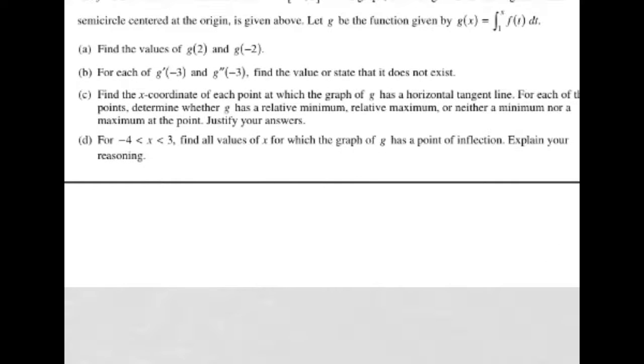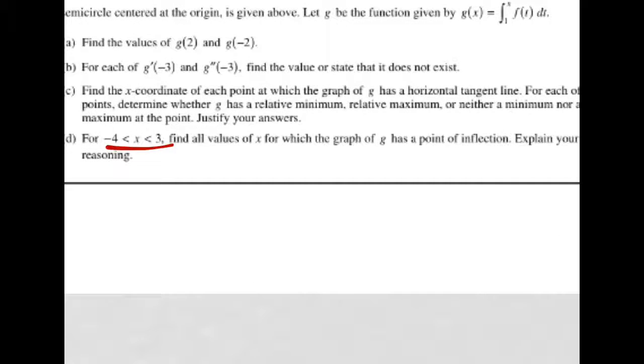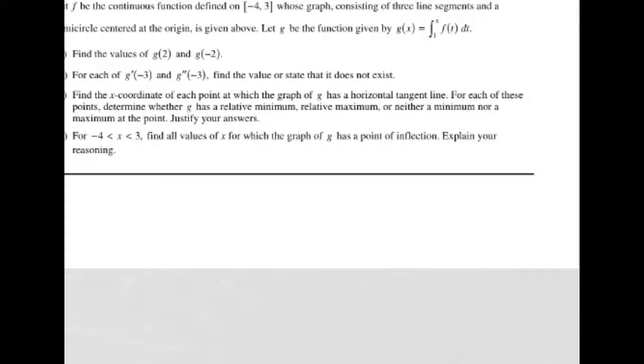Last thing. Okay, so for -4 to 3, find all values of x for which the graph of g has a point of inflection. What is a point of inflection? So I'm just going to write it. This is actually part of your justification, right? Explain your reasoning. You've got to write what a point of inflection is.